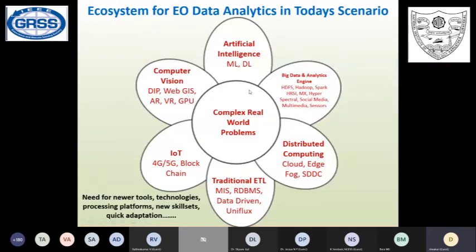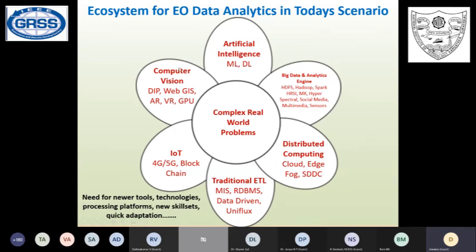Before I end, I would like to give a small introduction to AI, even though it is not part of my talk, but I thought you can keep this in mind when you get into the remaining part of the lectures by others. It is important that we live in a complex real world situation where artificial intelligence, which involves ML and DL, plays a very big role.